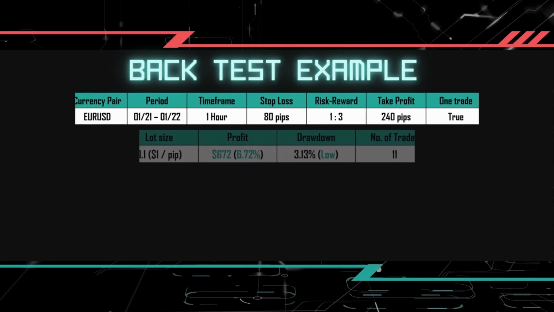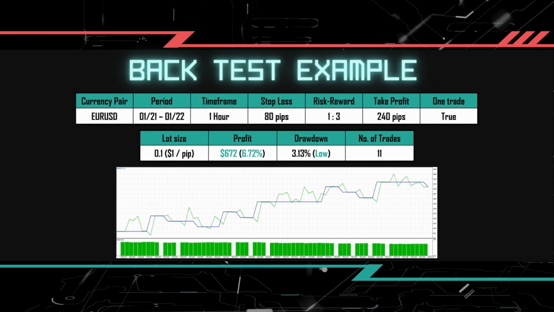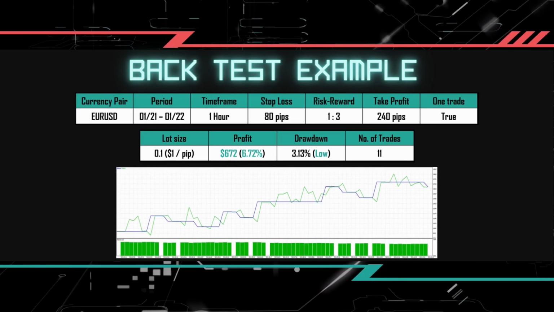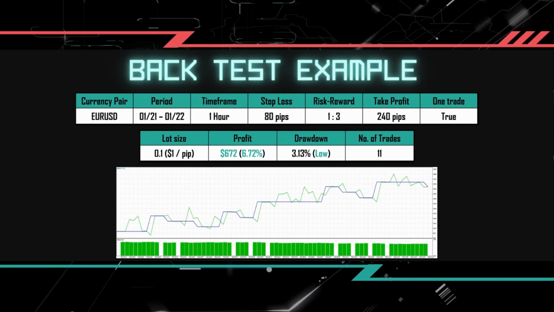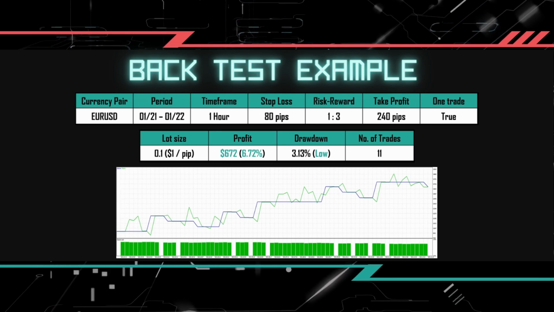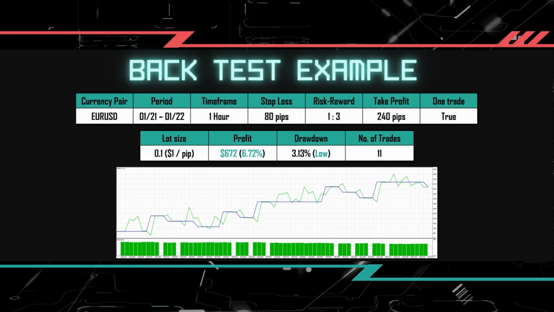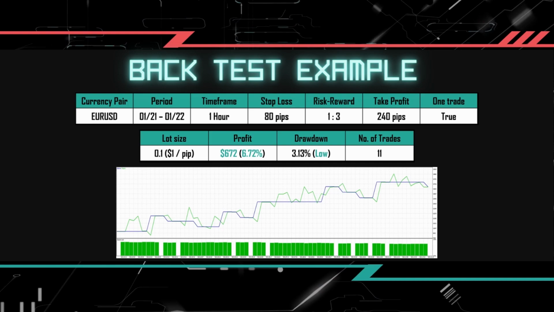After analyzing the data for a while, we have identified one of the best settings to use for our strategy. This result was achieved using the 1-hour time frame on Euro-USD, stop loss level at 80 pips, risk to reward ratio at 1:3, which means take profit is at 240 pips.